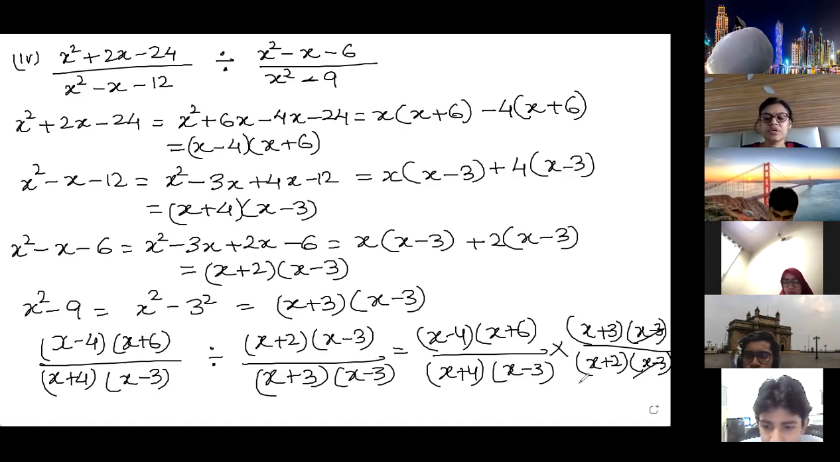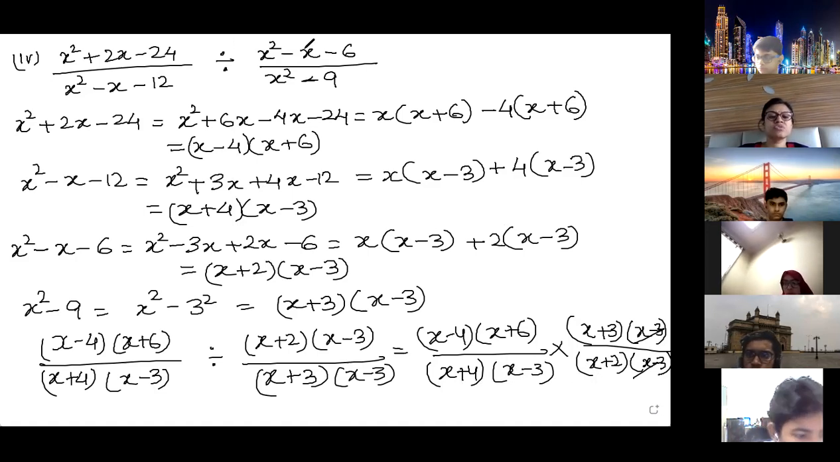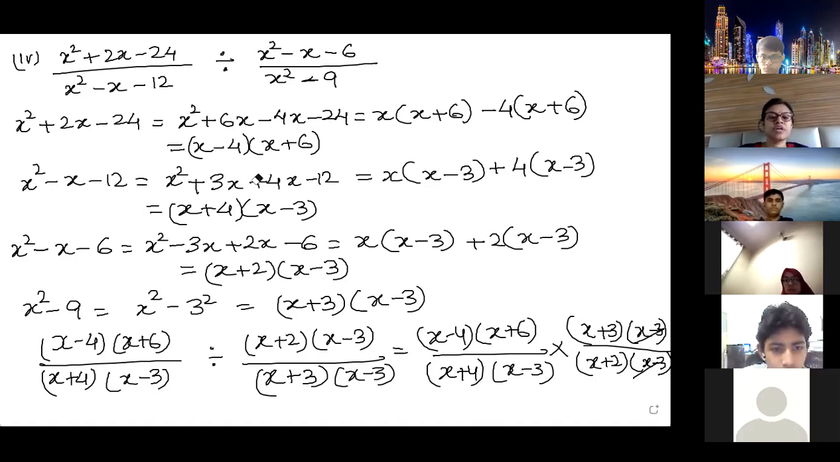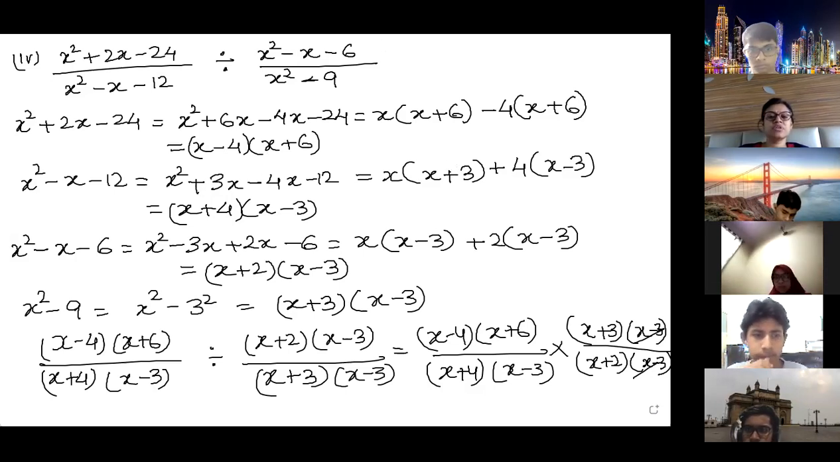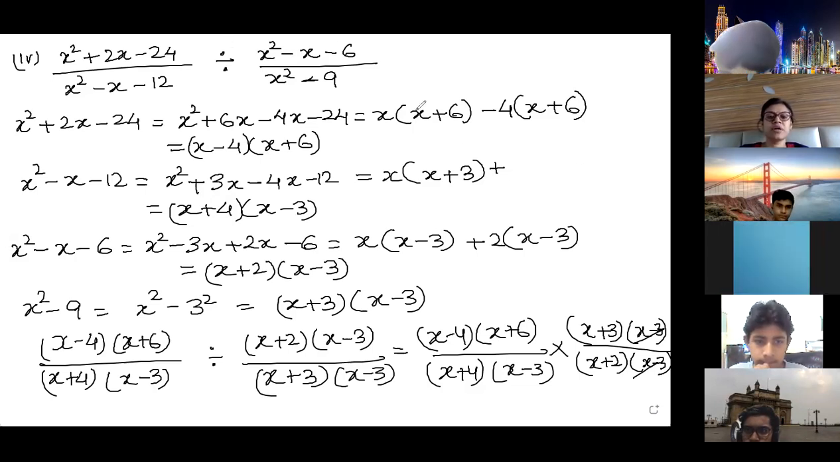Cancel this one. Is it x minus 3? Here we got x minus 3. Yes, x minus 3. Oh, this one is wrong. Just check. This is in the middle. You have minus, so it should be minus. Minus 3 and plus 4 gives plus, right? So it will be plus here. Correct over here. See, when I'm writing, please check the steps on your side also. So this becomes x plus 3 and here it will become minus 4.